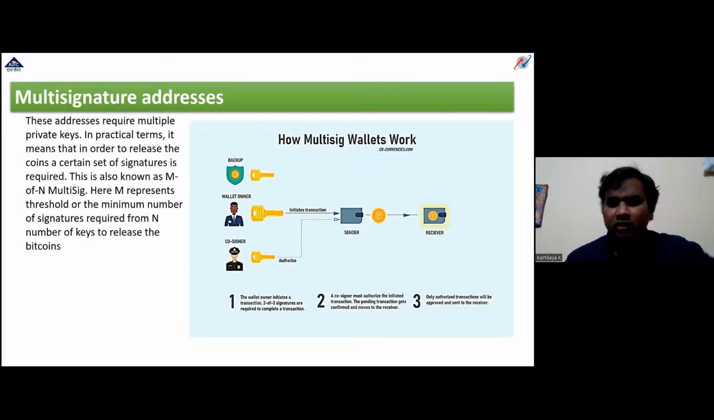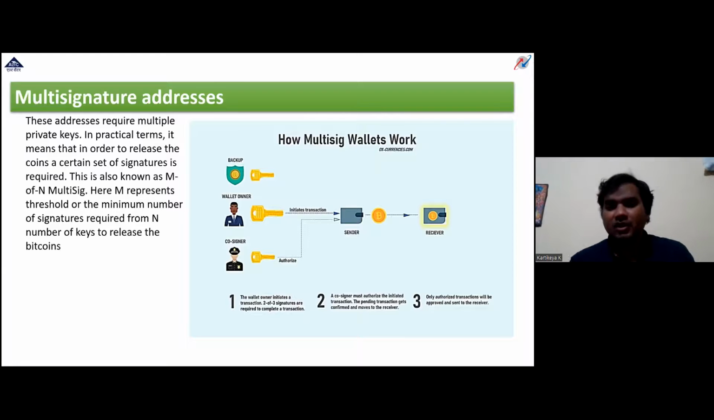Earlier, in the address generation, in the first step, we gave a private key to generate a public key, right? Here in multi-signature addresses, to generate one multi-signature address, we need to give at least M private keys. That means in this two of three signatures case, we need to give at least two private keys to generate that Bitcoin address. Okay. In the second step, a co-signer must authorize the initiated transaction.